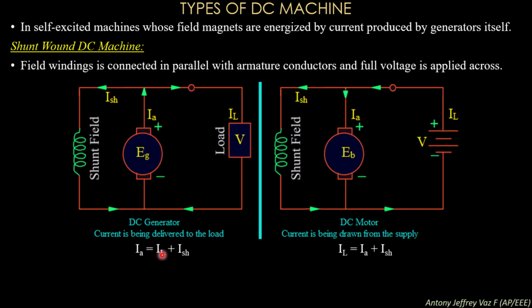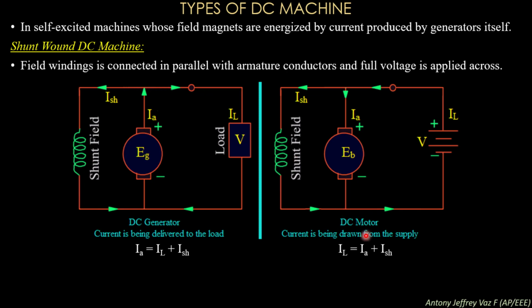Here in the DC generator, you can see this is the armature current, this is the shunt field current, and this one is the load current. Here the armature current will be high because you are generating the EMF using a generator, so the armature current IA will be higher. So IA will be equivalent to the load current plus the shunt field current. You can apply Kirchhoff's current law.